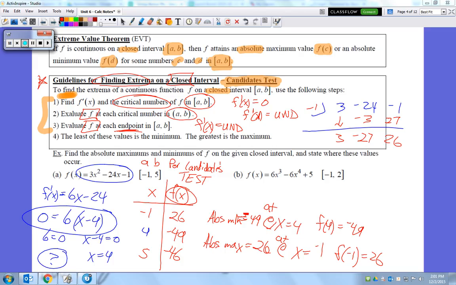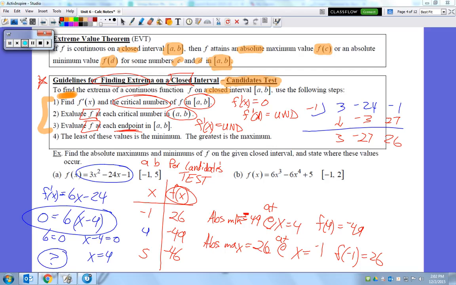What's the danger in that, though? You're listing points and not necessarily being as exact and descriptive, telling me that the max is not 4. Or sorry, the min is not 4. The min is negative 49, occurring at 4. It's subtle but huge, guys. This makes or breaks you when it comes to free response questions. Understanding those subtle, important, descriptive pieces.